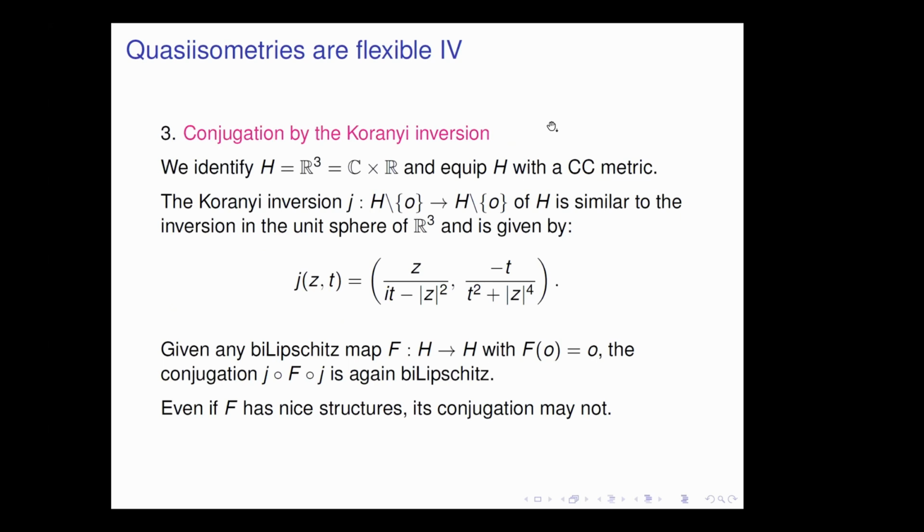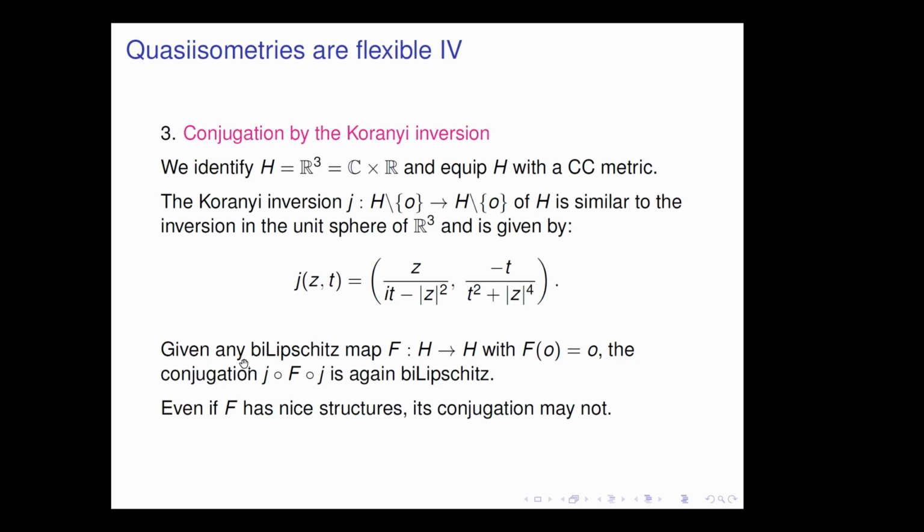Third construction is to conjugate by the Koranyi inversion. So identify the Heisenberg group with R3, which is identified with C cross R, and equip H with the C-symmetric. The Koranyi inversion of the Heisenberg group is similar to the inversion in the unit sphere of R3, and it has a formula given by this. Now, this sends the origin to infinity and infinity to the origin.